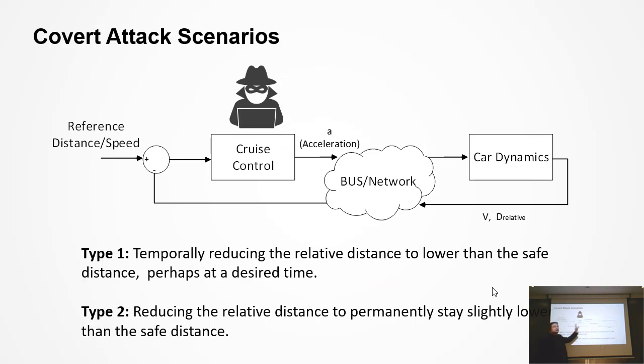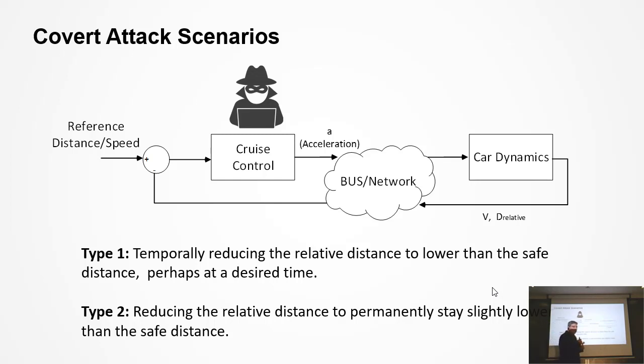Again, we have the same control loop. We have the cruise controller, which controls the acceleration, and then we have the car dynamics as the plant, and we have the same bus in the car that carries the feedback signal and the control signal. We define two types of covert attacks here.